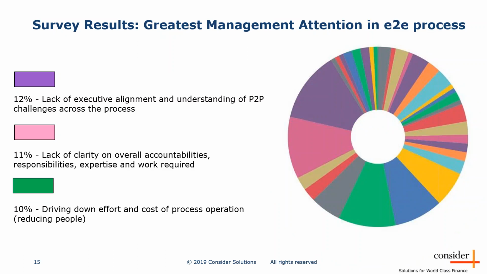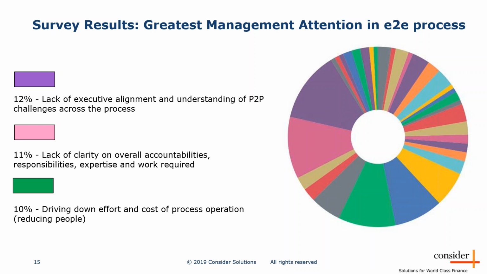And then we asked the question, of those issues, where's the greatest management attention spent to try and rectify these things or trying to address improvements? And interestingly, the single biggest observation, although it was all over the map, as you can see from that chart, was that management are mostly attending to the lack of executive alignment and understanding of the P2P challenges across the process, which is kind of an interesting point of view. It's good news, clearly. So it gives some indication that we're trying to address these issues.